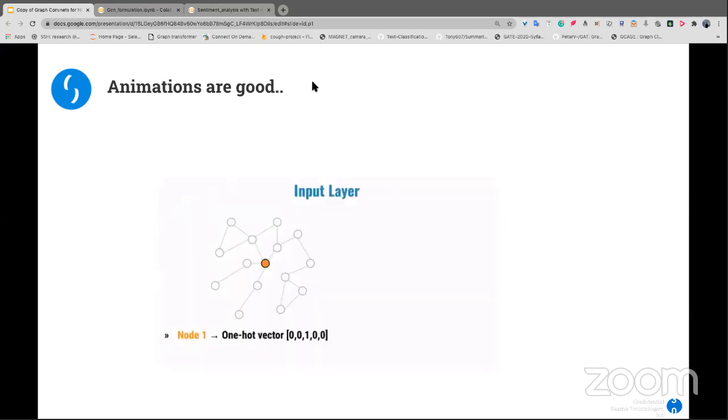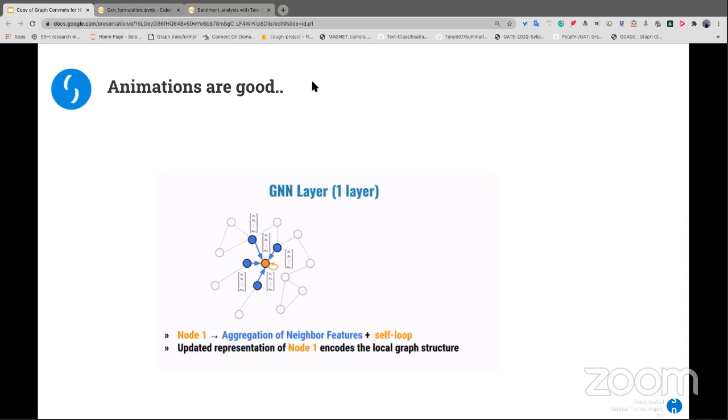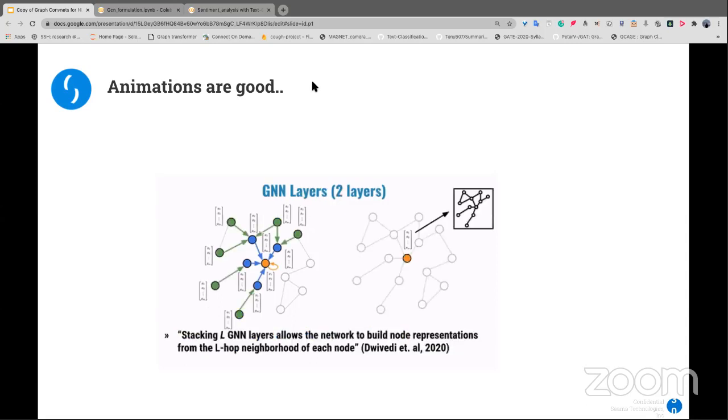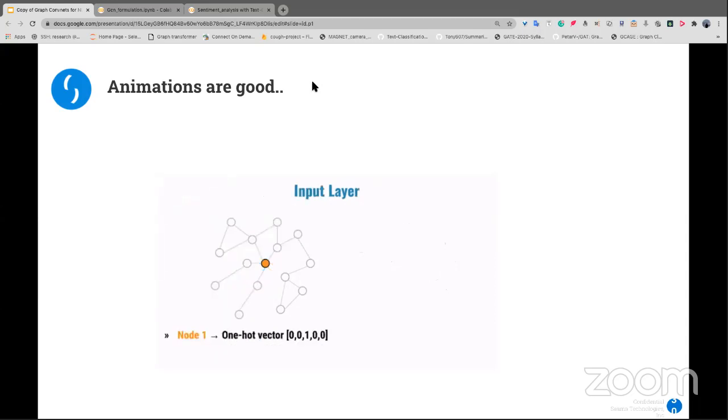So let's see this animation, how it is actually doing. You can see this node has one node embedding, and this is the one hop embedding. These blue nodes are one hop, and then it is aggregating the information at a particular node. And these green nodes are the second hop information. So this is how it is happening.